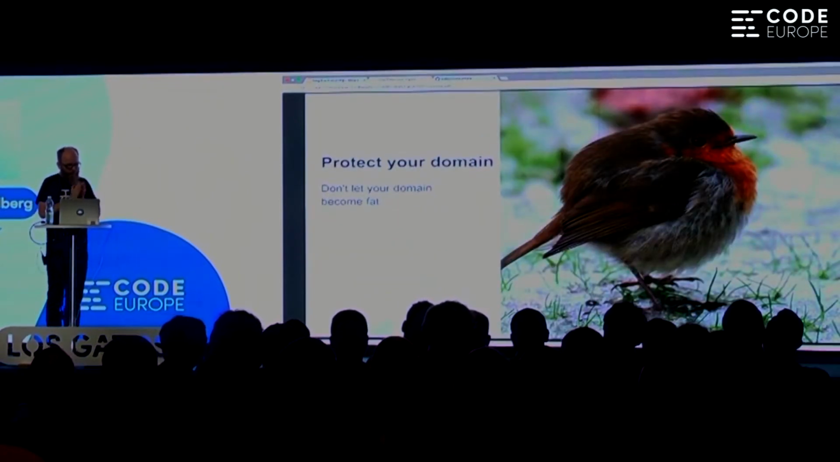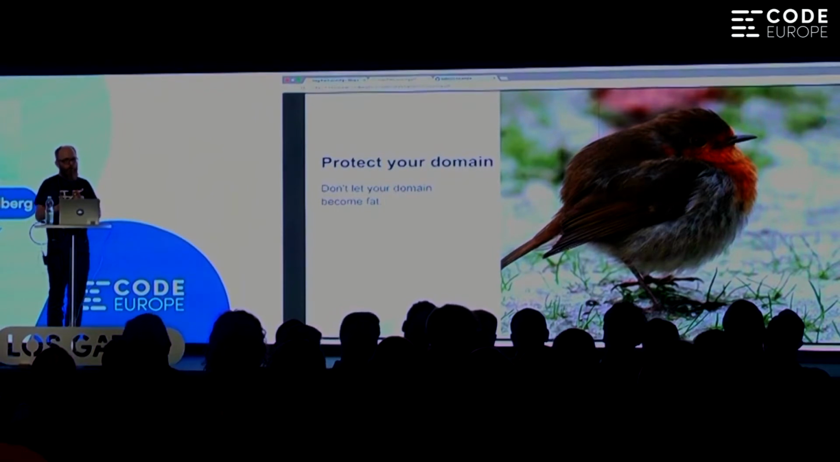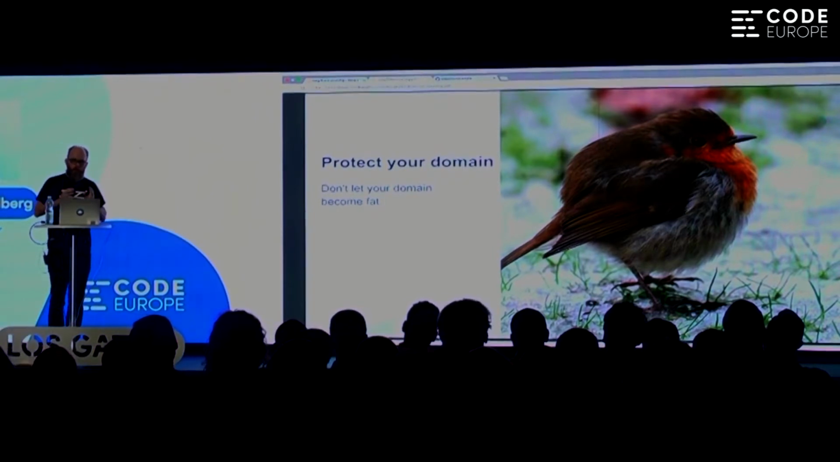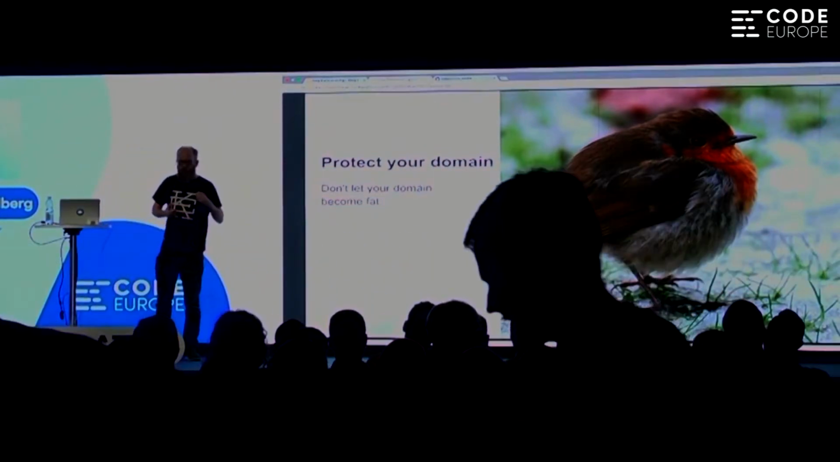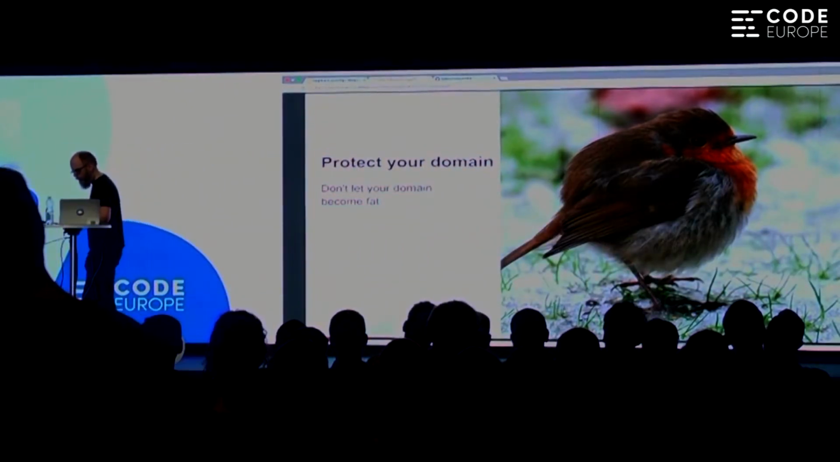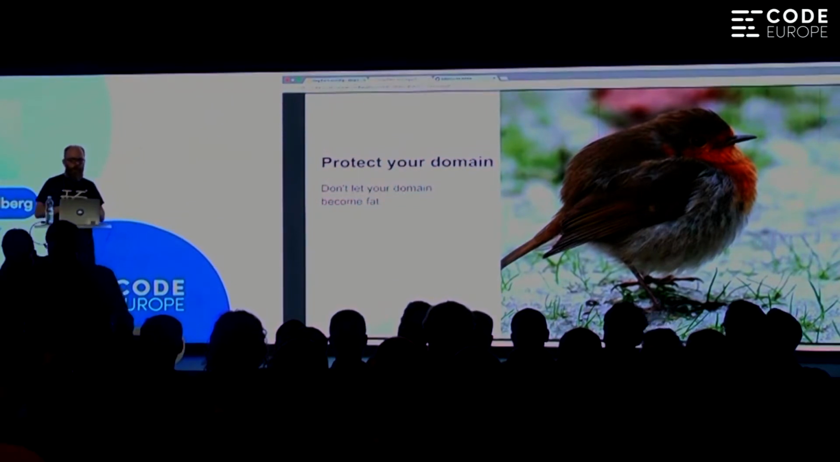Protect your domain. This bird is very cute when it's fat. Domain objects are not. They're never pretty, actually. So don't let your domain become fat. Try to stay away, but be nice.